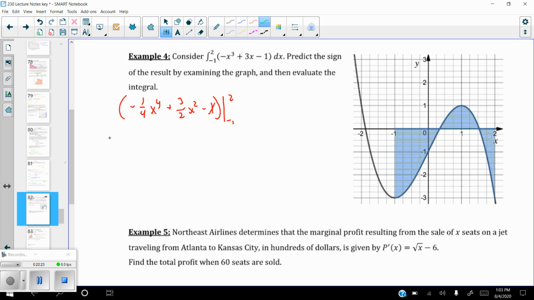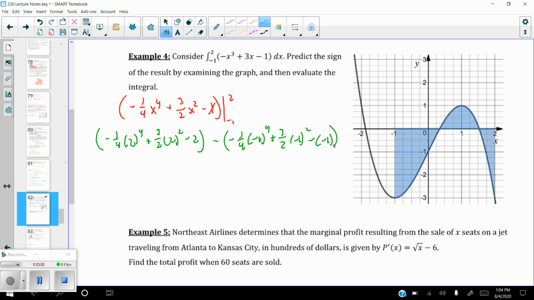If I plug in 2, we get -1/4 times 2 to the 4th plus 3/2 times 2 squared minus 2. And then if we plug -1 in, we get -1/4 times (-1) to the 4th plus 3/2 times (-1) squared. It's supposed to be a -1. Minus (-1). And that right there is a perfect example where you really want to make sure you have those parentheses to make sure you don't mess up that sign.